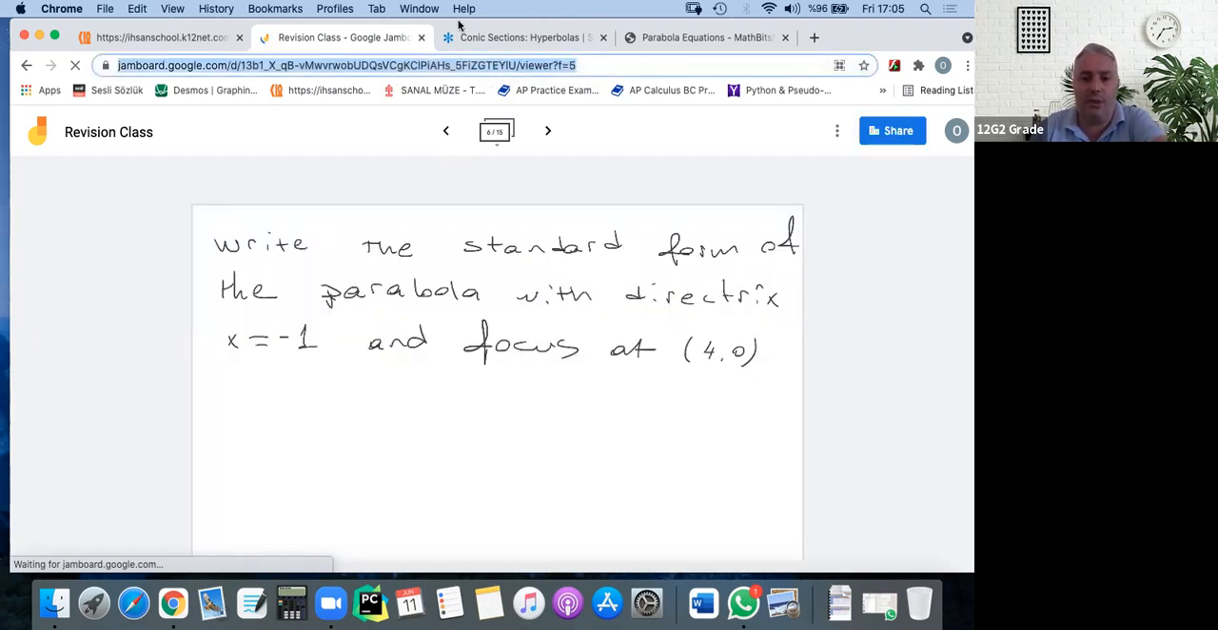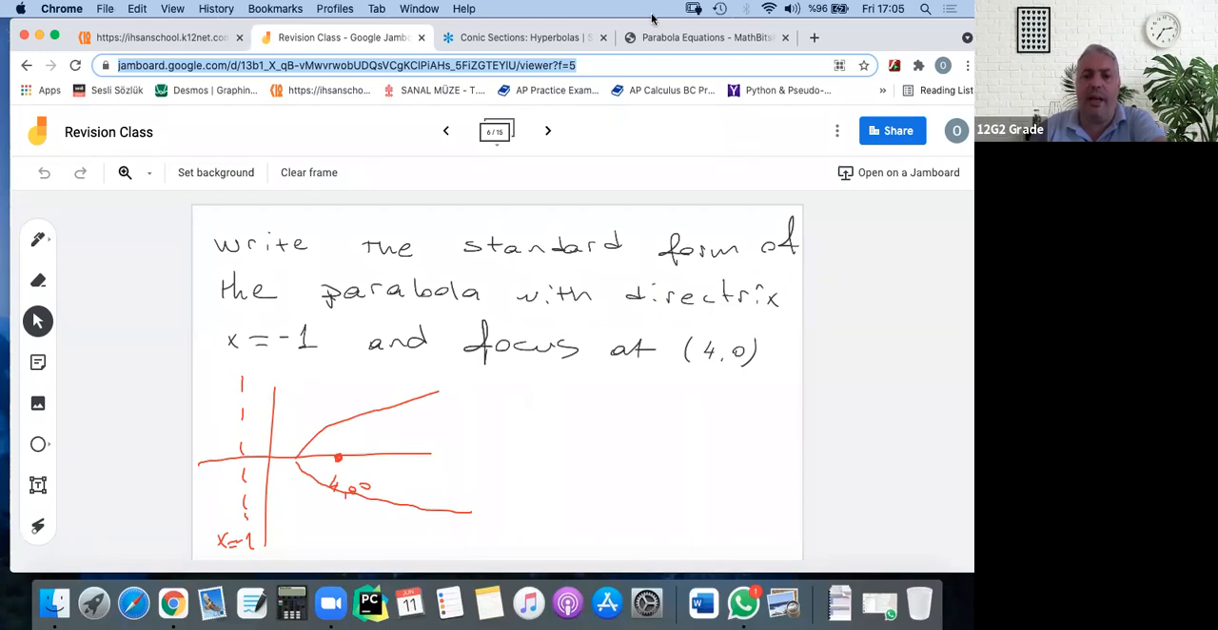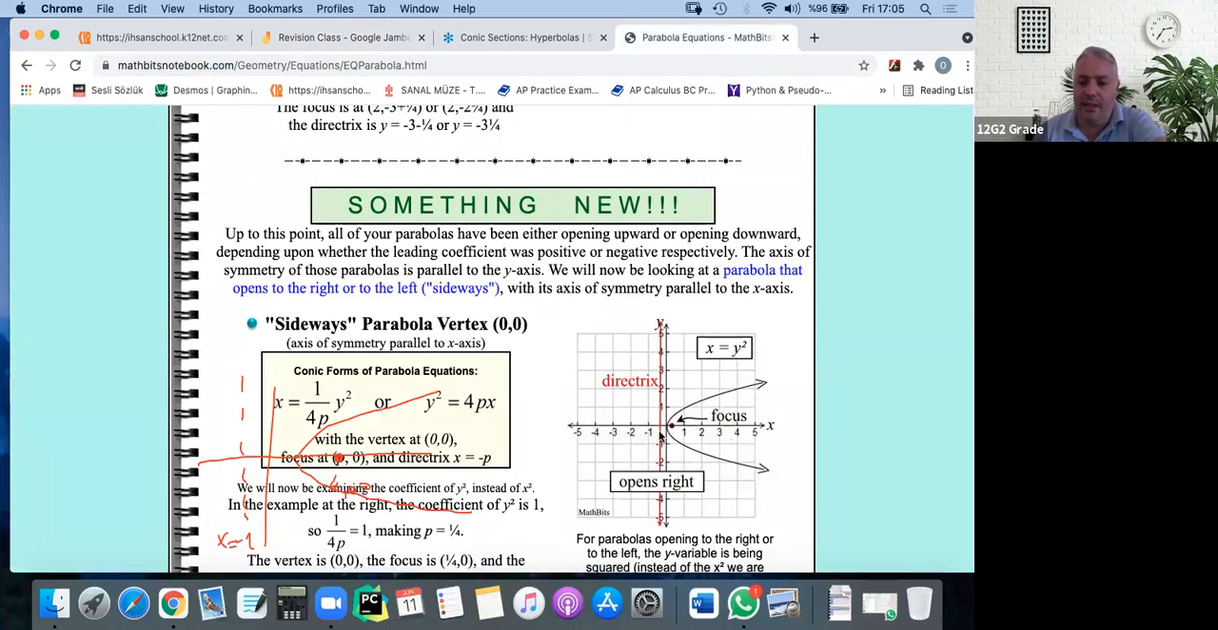Okay, I will use this one. So let's say x is -1. So x is -1 here. And then the focus is (4, 0). X is 4, y is 0. Let's say here. So if this is the focus, the vertex will be somewhere here. So this is my case, right? So when I come here, this is my case. So the directrix is here, the focus is here.